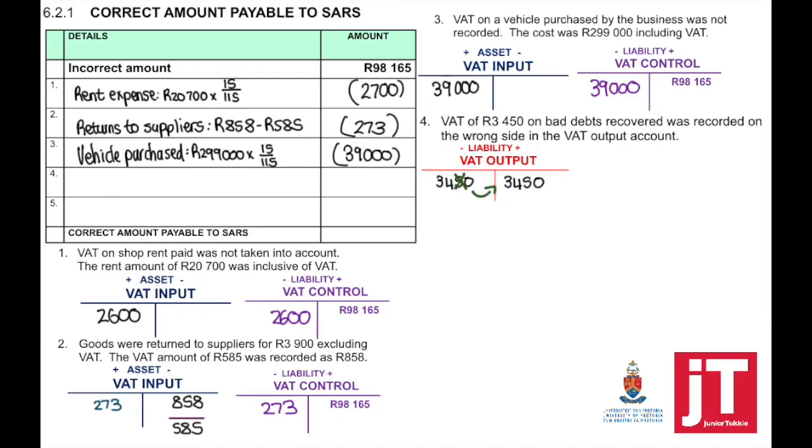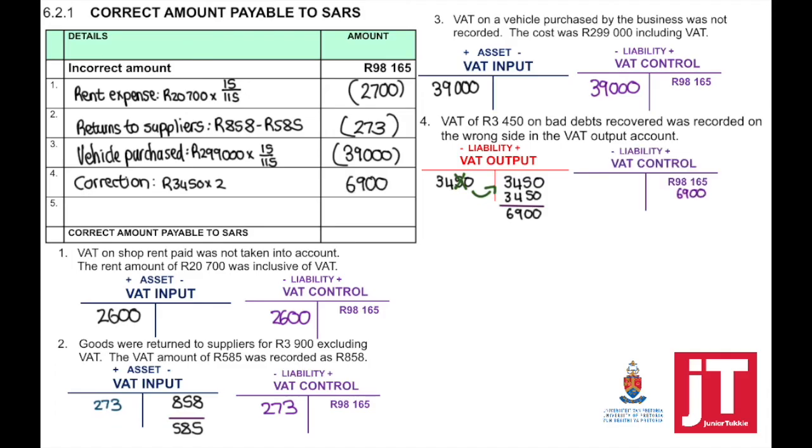But now, by taking it out, we've only cancelled that transaction. We still need to show that for the bad debts recovered, the VAT amount is payable to SARS. That's why you need to times this by 2 to correct the error. Because VAT output is credited, it means that my VAT control account will be credited. So no brackets, it will be plus 6,900.